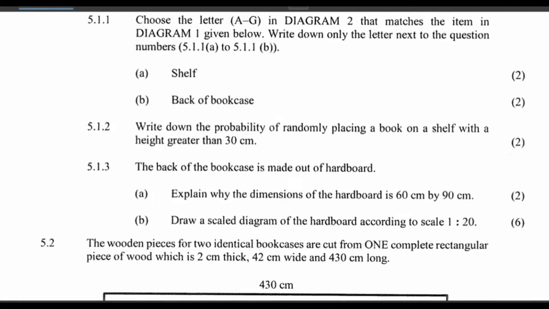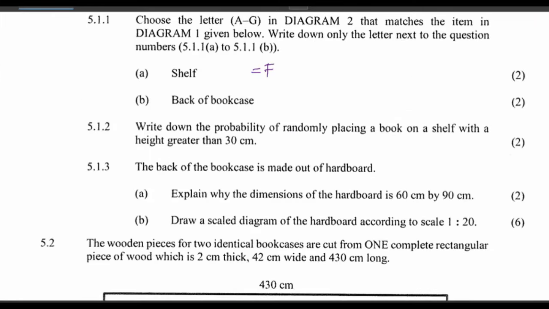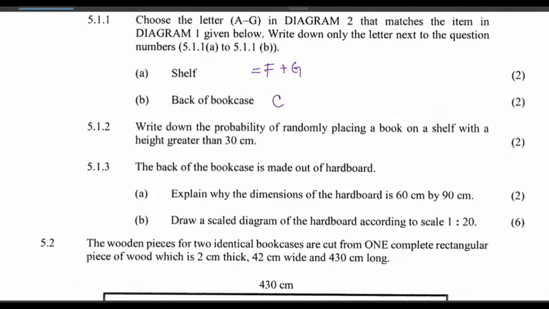Okay, let's go back and you see. So here we shall say the shelves will be F. The wood F is a shelf, ne? F and G. Pick any. Do they say letters? F and G. So the back of the bookcase has to be this hard body C. Okay, 5.1.2.